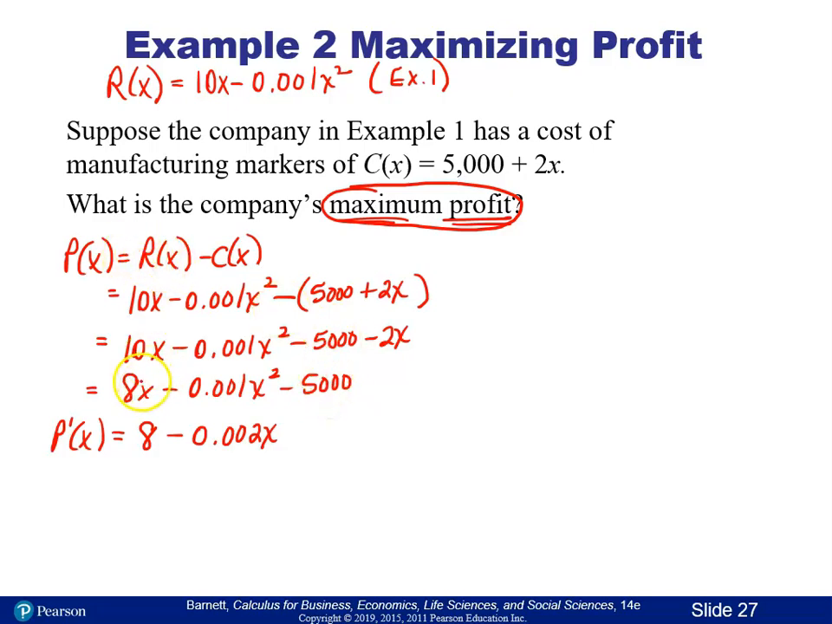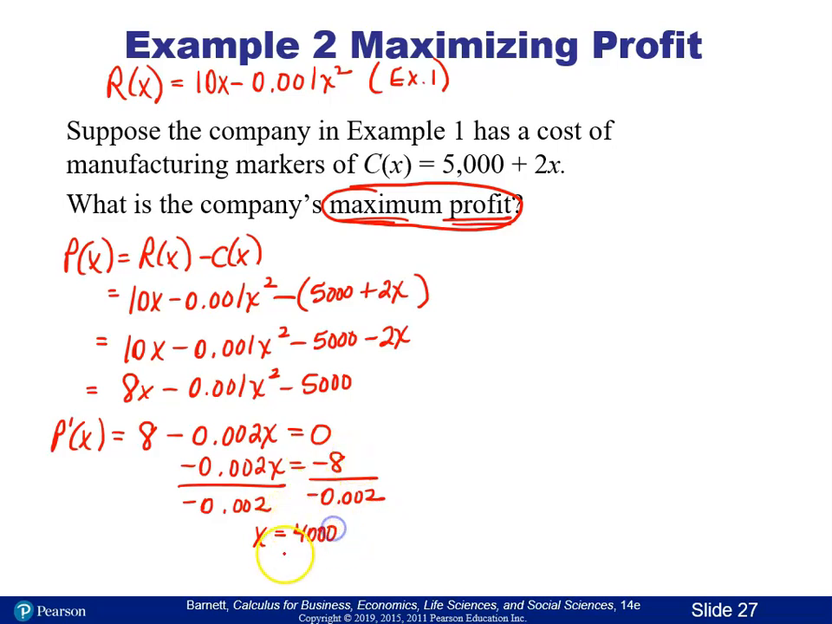Okay, so we come up with our equation, we take the derivative of it, and we set that equal to 0 in order to maximize it. So in this case, I'm going to move the 8 to the right-hand side. It'll become negative. And then let's divide this decimal away. And so x is going to be, if I divide this, 4,000 markers.